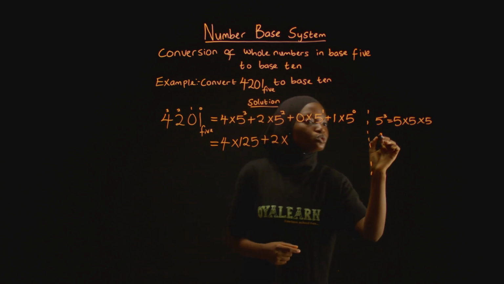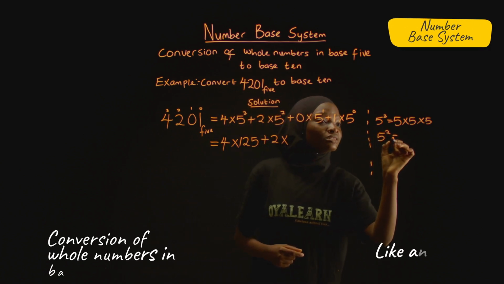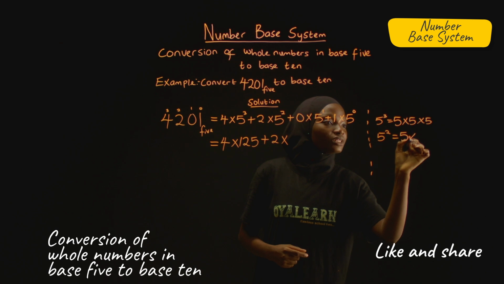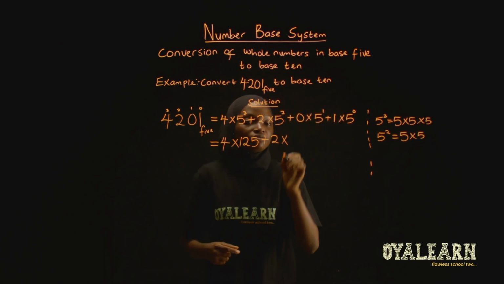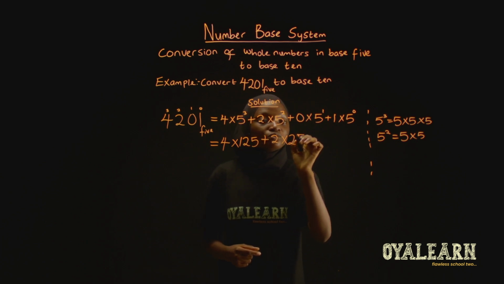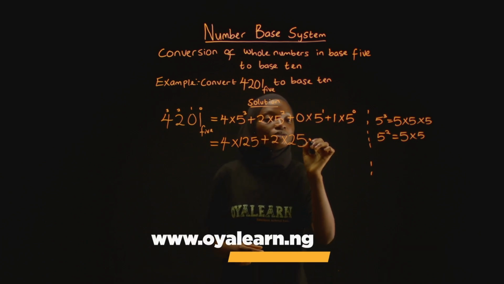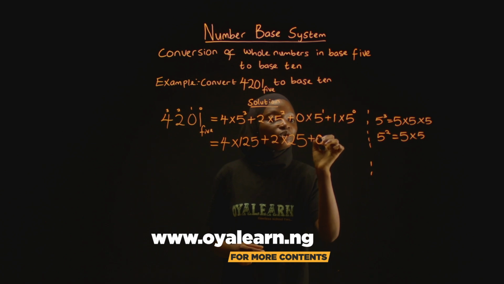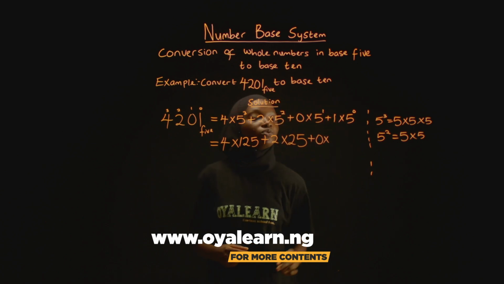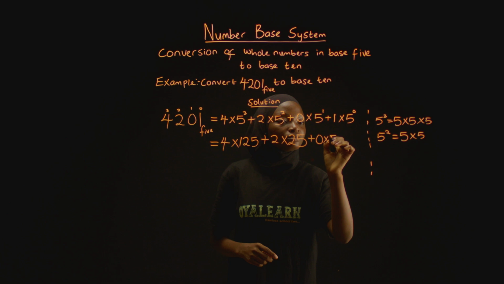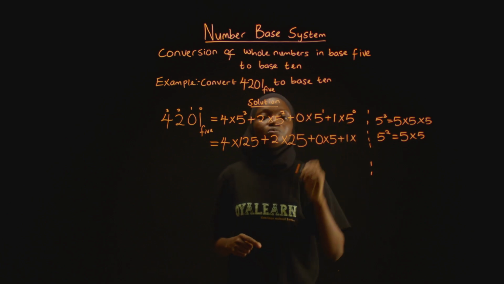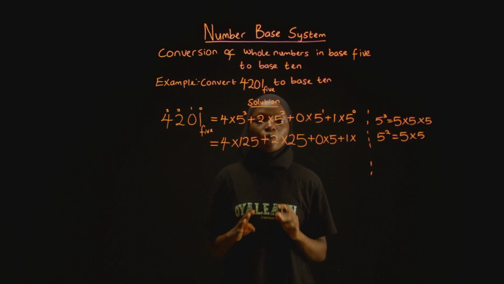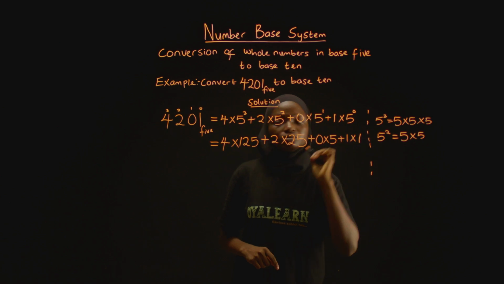Plus 2 multiplied by 5 raised to the power of 2. 5 multiplying itself 2 times, 5 times 5, 1, 2. So 5 times 5 here gives us 25. So we have 5 raised to the power of 2 as 25, plus 0 multiplied by 5 raised to the power of 1. That's just 5, plus 1 multiplied by 5 raised to the power of 0, 1. And why? Because any number raised to the power of 0 gives us 1.